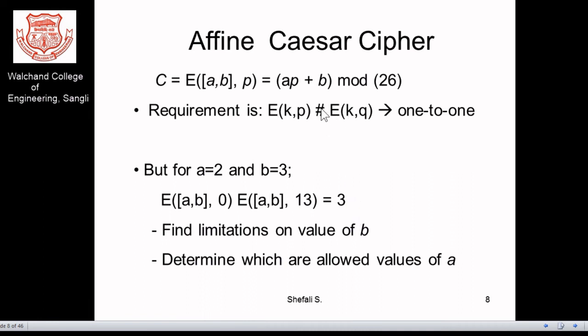So we need to avoid such collisions, and that's why there are certain questions for you. You need to find out what are the limitations for the values of B if the values of A are known, or what are the possible values of A for this one. So think over this one.